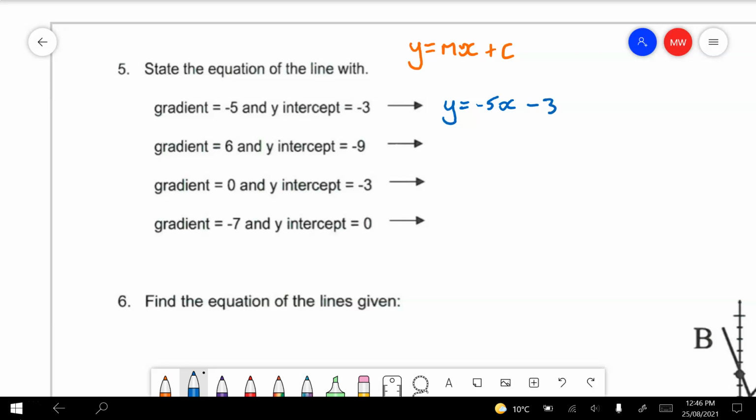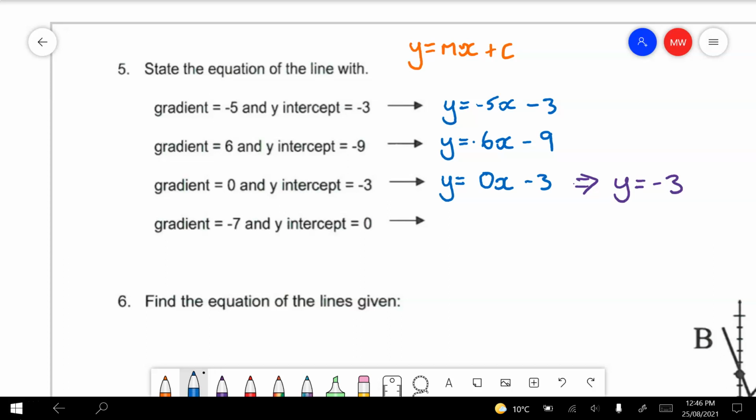In the second one, the gradient is 6, so it's 6 in front of the x, and a y-intercept of -9, so the -9 goes on the end. The next one has a gradient of nothing. We'll write this one twice. So it's got no x's, and it's got a y-intercept of -3. So this one would actually be better written as y equals -3. There's no need to put the gradient in at all.